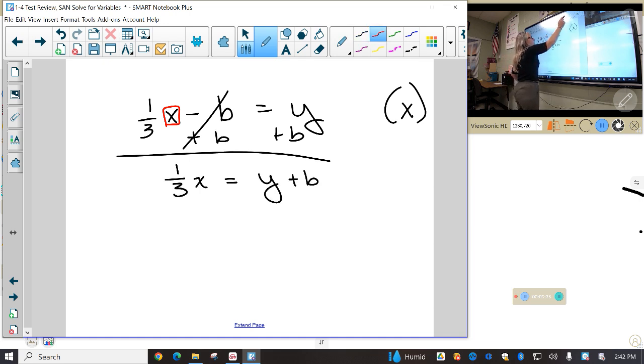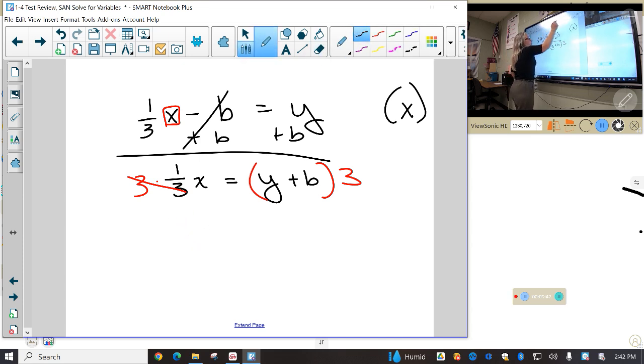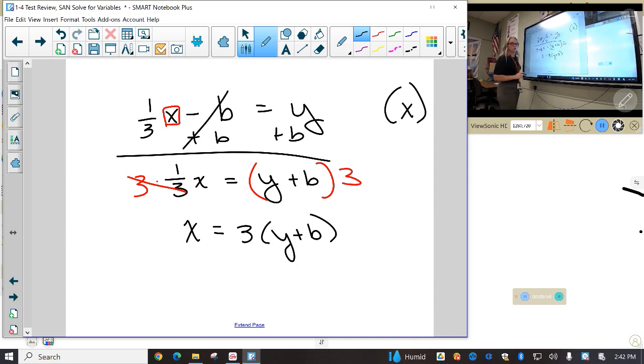Then how do you get rid of a fraction? Well, you can divide by 1/3, but that would look inappropriate or incorrect technically. So I'm just going to multiply both sides by 3. Make sure you multiply the entire thing by 3. So I have x equals, you can put 3y plus 3b, or you can just put 3 times y plus b. Either way, you can distribute or not distribute, whatever you choose.